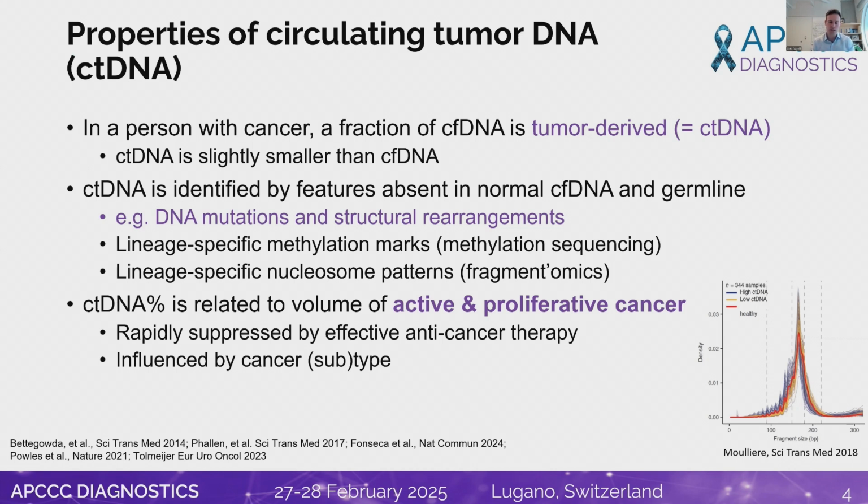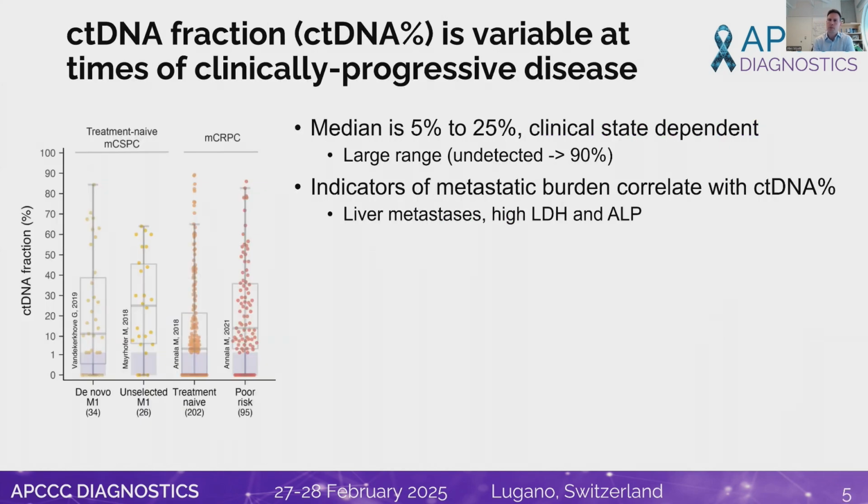One of the most important concepts for today's conversation is that ctDNA fraction is closely related to how much active and proliferative cancer you have in your body. Prostate cancer happens to be a high shedding disease, as in it's associated with reasonably high ctDNA at times of clinical progression. The same is true of bladder cancer, but it is not true of, say, kidney cancer or testis cancer.